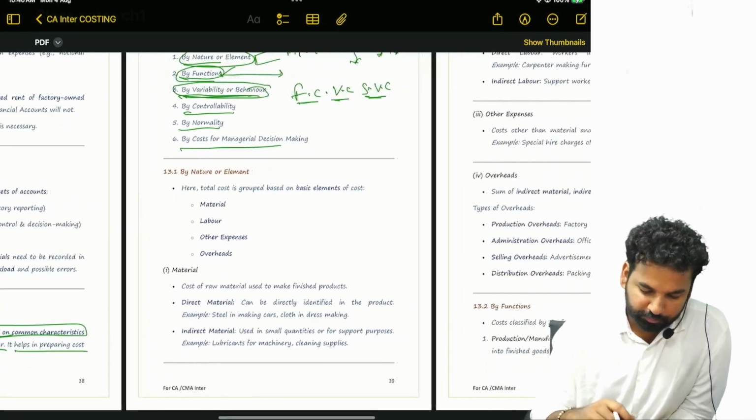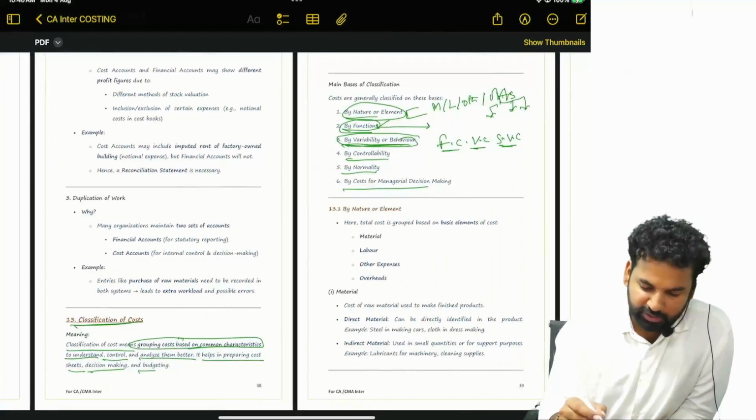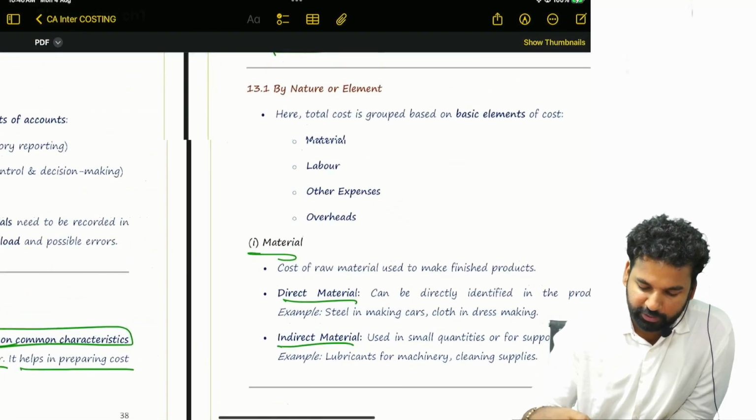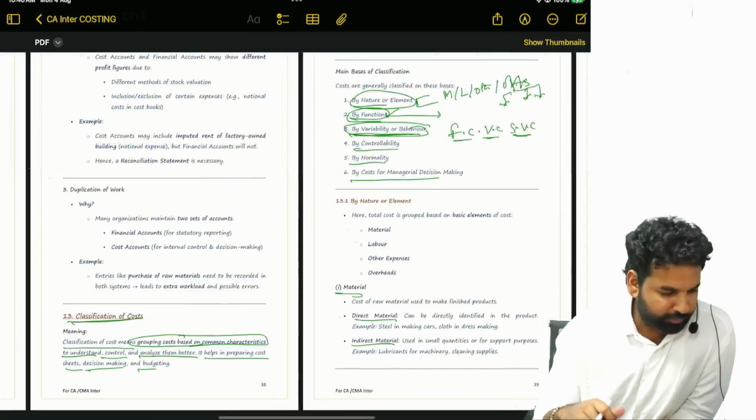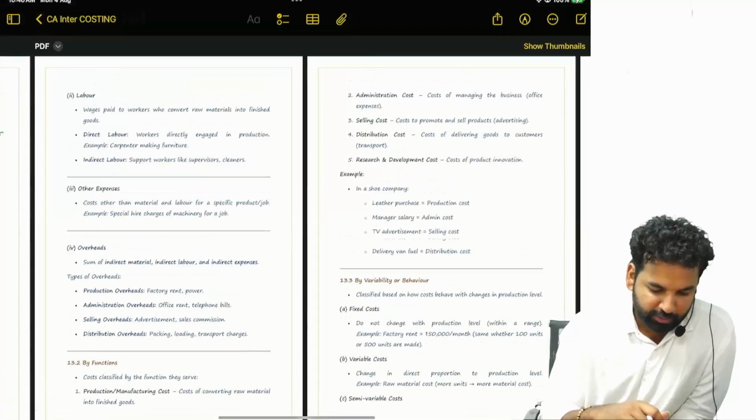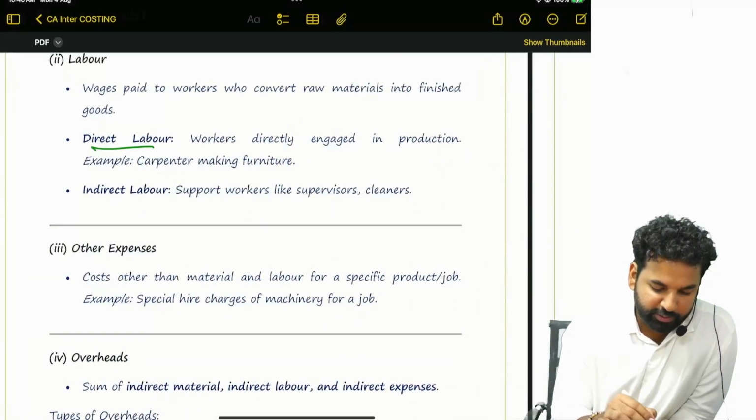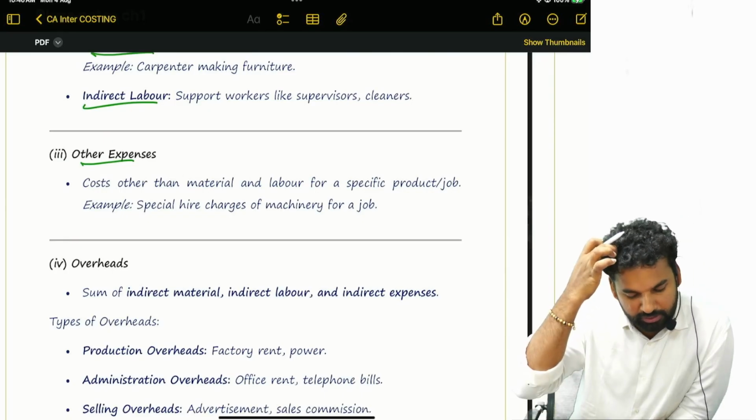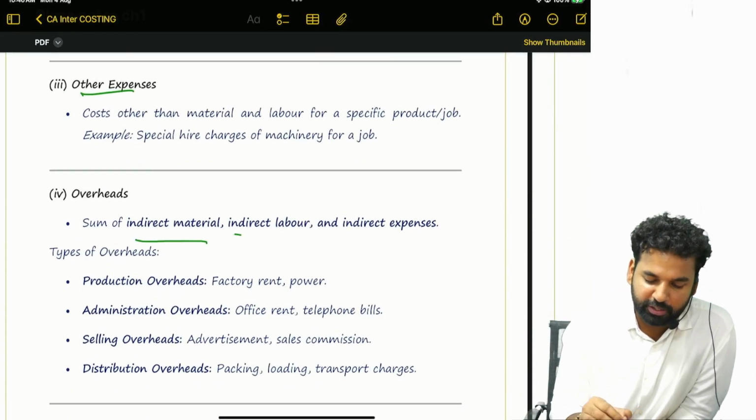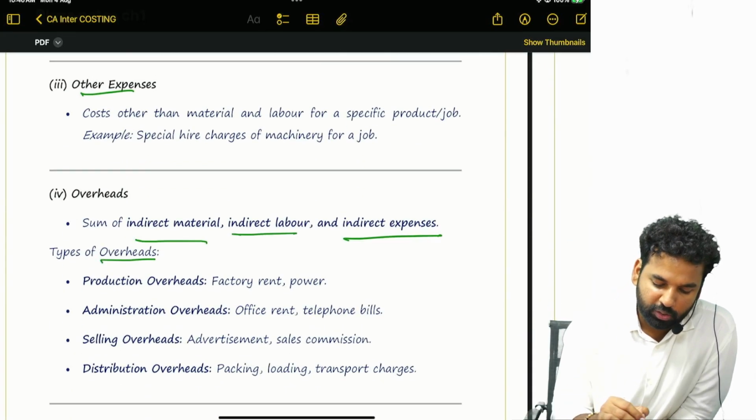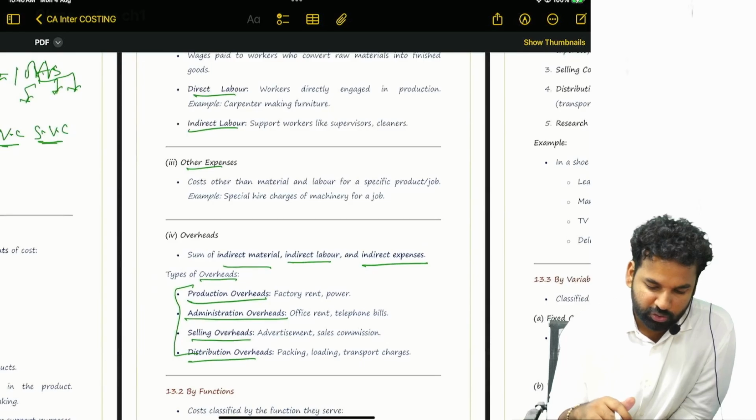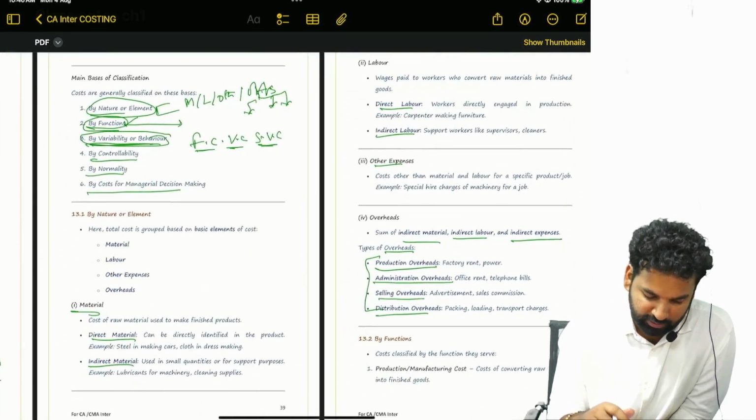See here, by nature or element, we have material: direct material and indirect material. Labor also has direct labor and indirect labor. Expenses also have direct expenses and indirect expenses. All the indirect material, indirect labor, and indirect expenses are called overheads. These are subclassified into production overheads, administration overheads, selling overheads, and distribution overheads.